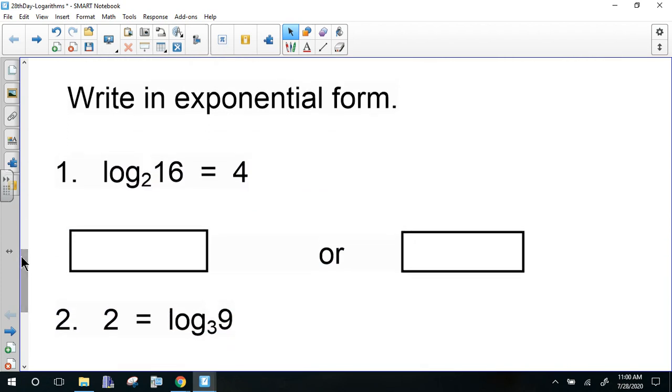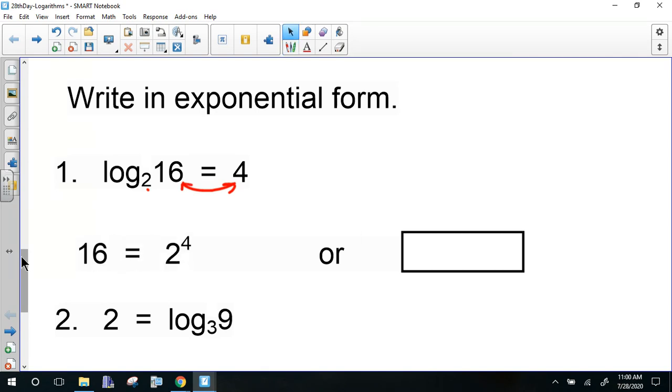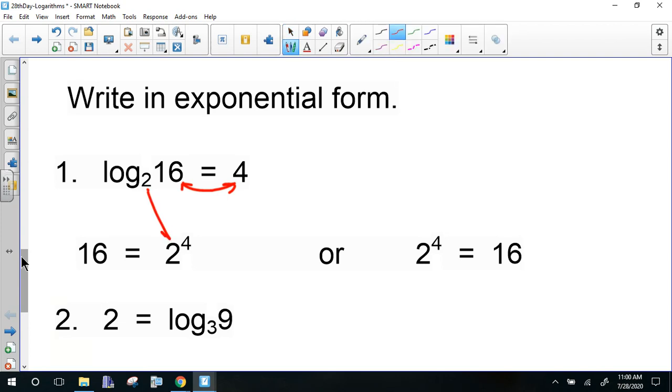If we want to take a log to an exponential form, we do the same thing. We're going to switch the x and the y. The log goes away. So we have a base of 2, and we're going to switch the 16 and the 4. So it'll be 2 to the 4 equals 16. So there's my base, and we switch the 4 and the 64. Excuse me, the 4 and 16.